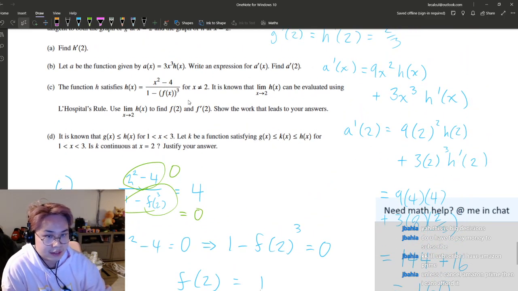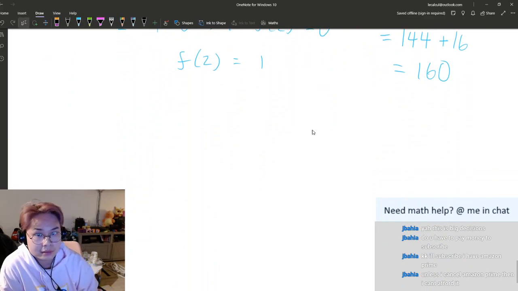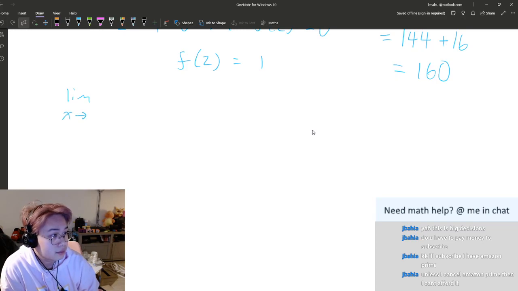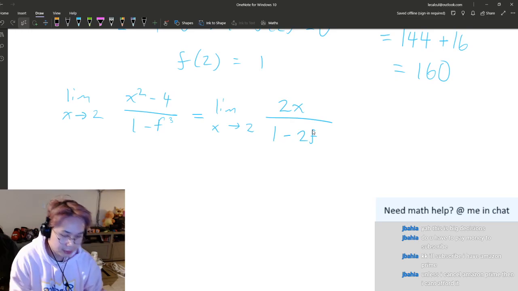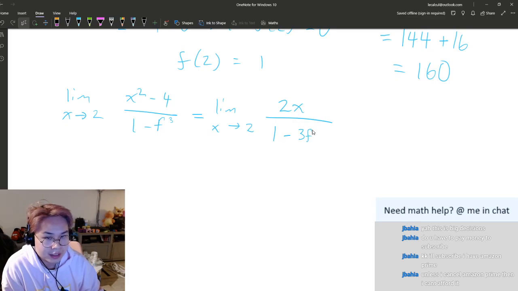Okay, so we found that, and then we need to find f prime at 2. So essentially we actually do L'Hopital on the limit. So x squared minus 4, 1 minus f cubed. Up top we have the derivative of x squared minus 4, and then on the bottom we have 1 minus, not 2, 3, of f. We bring down the exponent of 3, multiply it as a coefficient, and then it's f squared, and then chain rule with f prime.